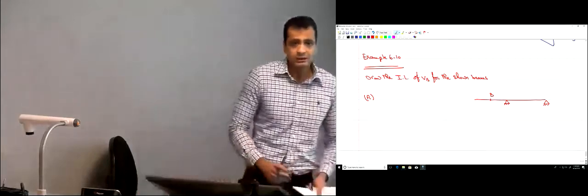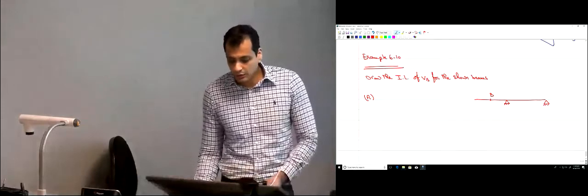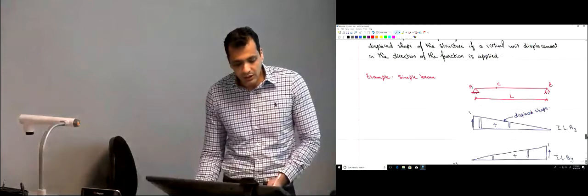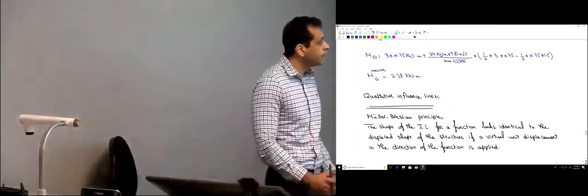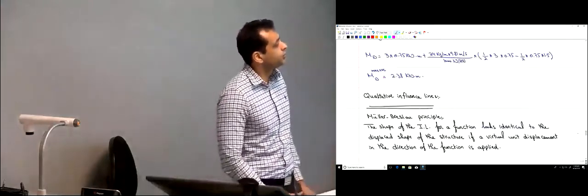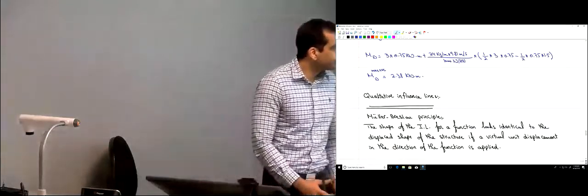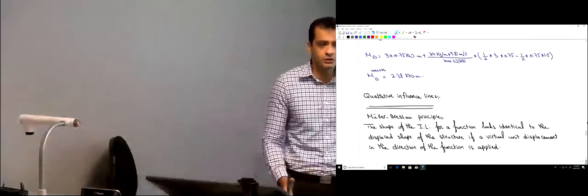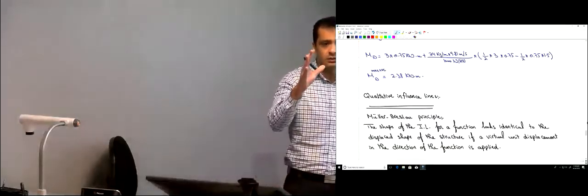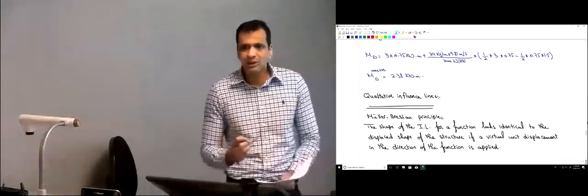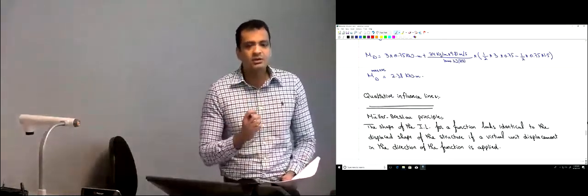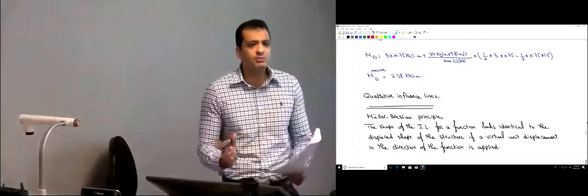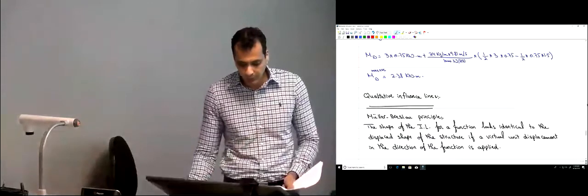Okay, so now let's go ahead and continue our discussion of the influence lines. So last time we said you can find the shape of the influence line using something called Muller-Breslau principle. So what does Muller-Breslau principle say? If you want to find the shape of the influence line of any function, just displace your structure by a unit displacement in the direction of that function, okay? And the displaced shape represents the shape of the influence line, okay?